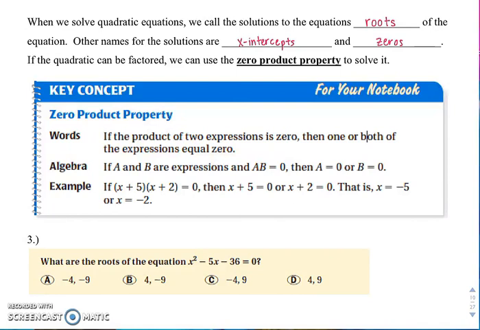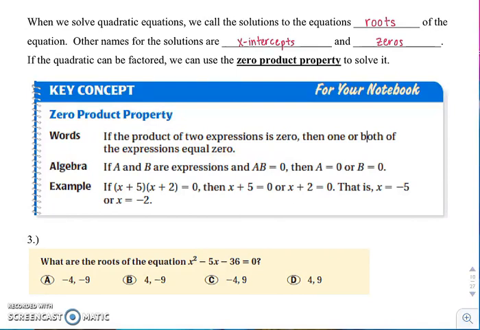If the quadratic can be factored, we can use the zero product property. So the zero product property is telling us that if we have a product of two expressions and we know that that product is 0, then one or both of the expressions equals 0. So the algebra statement there is a little confusing. It says if a and b are expressions and a times b equals 0, then a equals 0 or b equals 0.